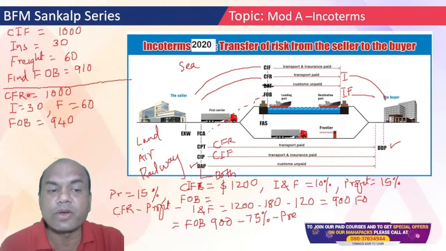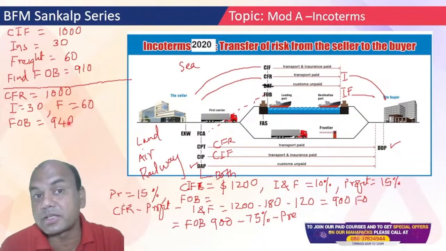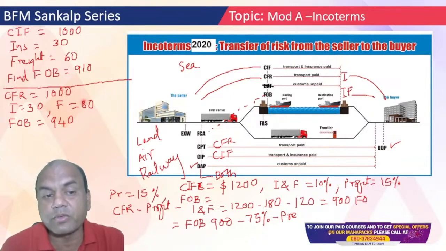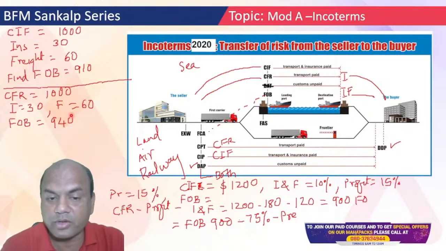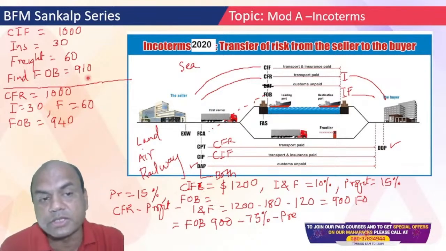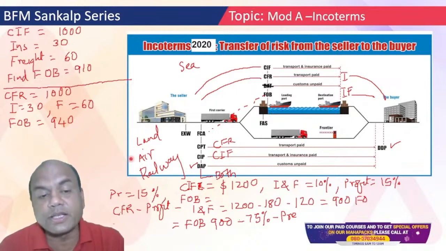For CFR, cost and freight, it is 1000, insurance is 30, freight is 60, then FOB will be what? Now understand this. Here I have subtracted only 60 from 1000. I have not subtracted the 30 because it is the CFR Incoterm, cost and freight. Only freight has to be subtracted here. So 940. Got it? Always remember while solving any numerical, you have to do this. But in addition you have to consider the profit percentage also.